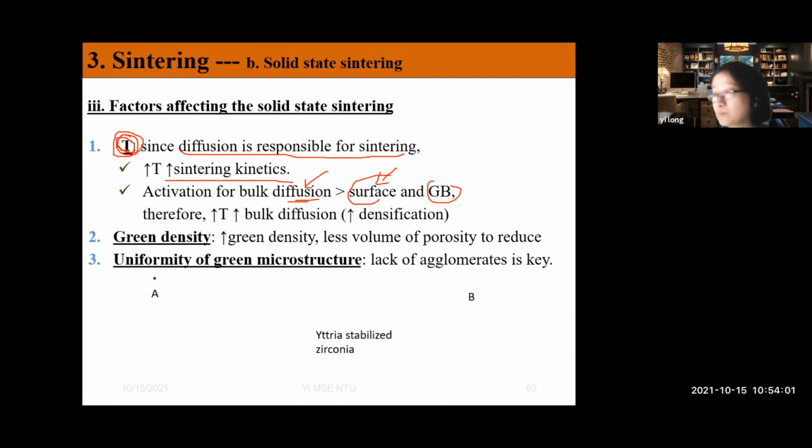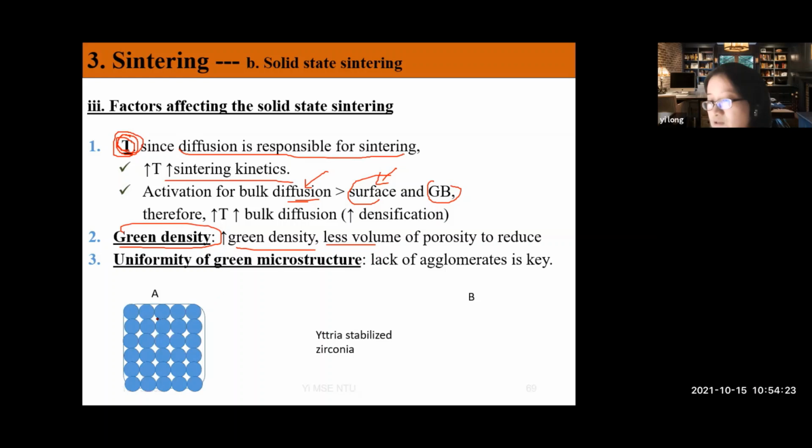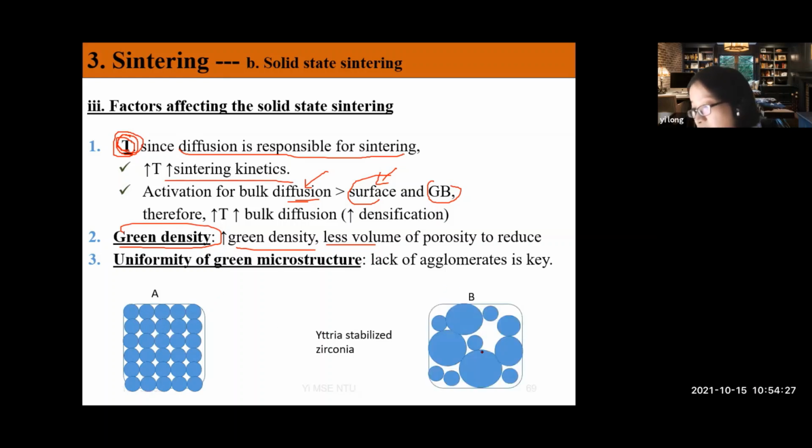for you to sinter more densified structures later, right? So in order to have better solidification or densification later, please have higher green density. Higher green density means later you're going to have less volume of pores to reduce. Okay, and this number 3, the uniformity of green microstructures. Okay, remember, it's always better if you start with more uniform structures instead of something like this.